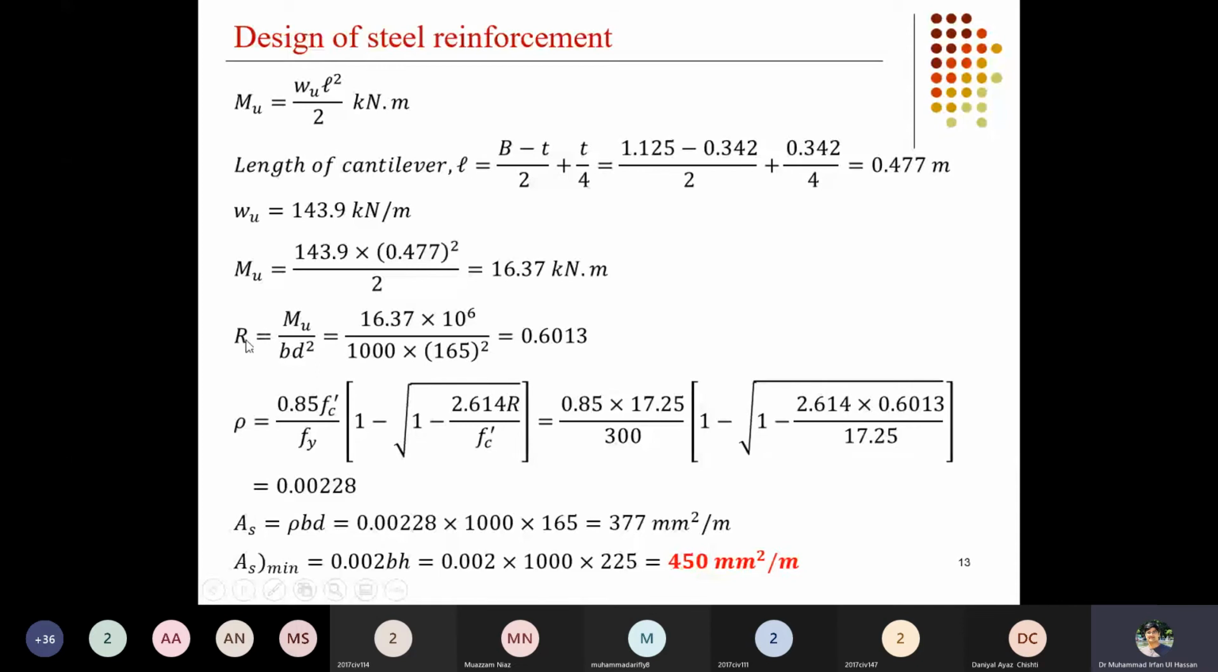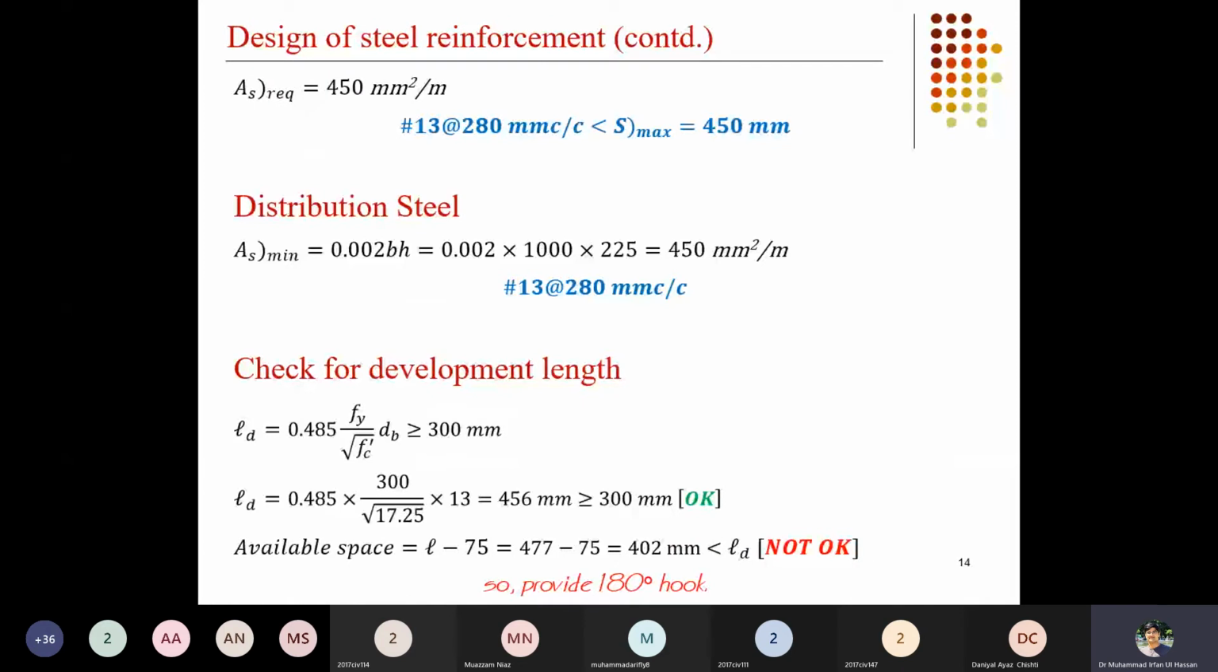From the moment you compute the R value and the rho value. This rho is slightly larger than the minimum, so you will compute the AS required. But AS minimum is still larger than that, because AS minimum is 0.002 BH, and from this rho the rho BD comes out lesser, and AS minimum is larger. So you will go for the minimum steel. Normally the minimum steel prevails in the masonry footing, 1-2 story masonry RCC footing.